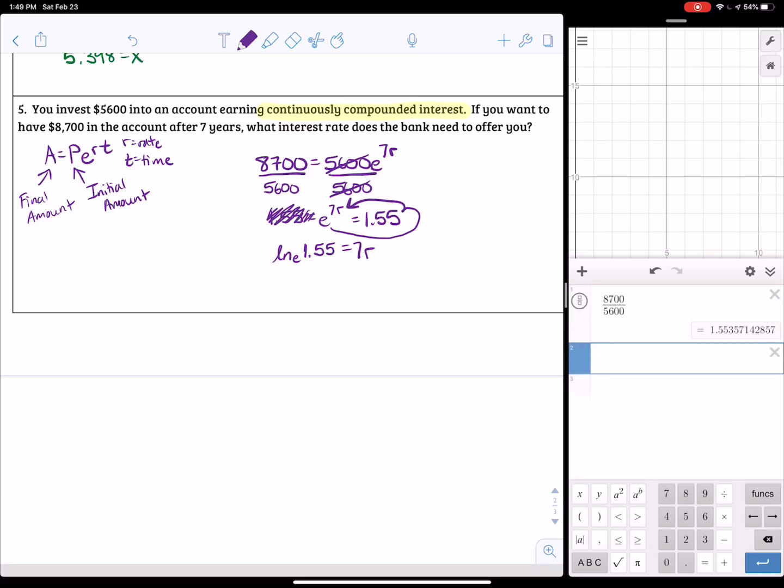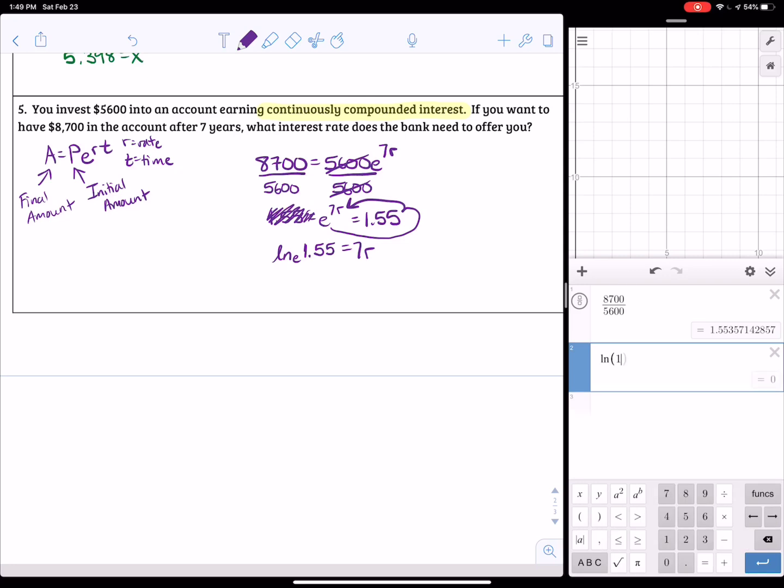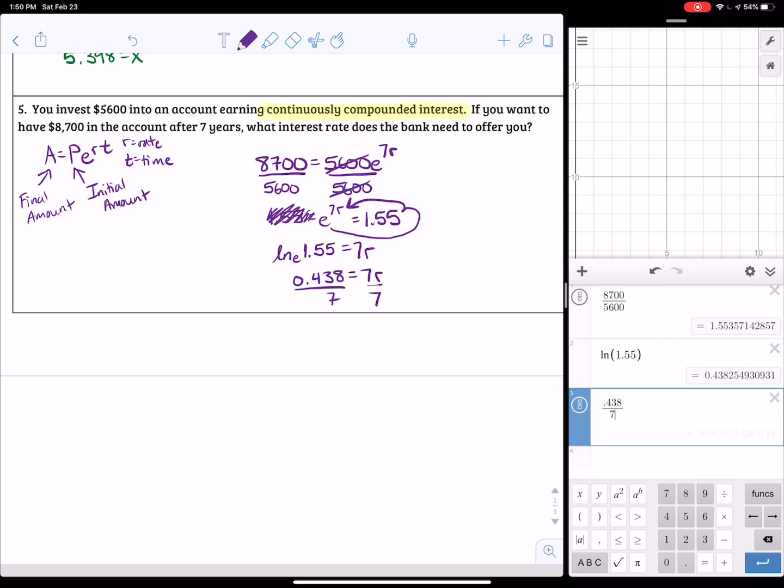And then you can type in, I think it works in Desmos to type it in. Let's just try. Natural log 1.55 is 0.438 equals 7r. And then we just have to divide by 7. So let's put 0.438 divided by 7. And we get that r would equal 0.063 or 6.3% would be a really good way to write the rate.